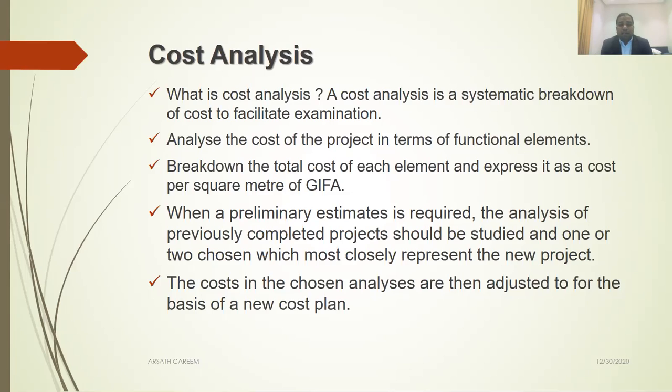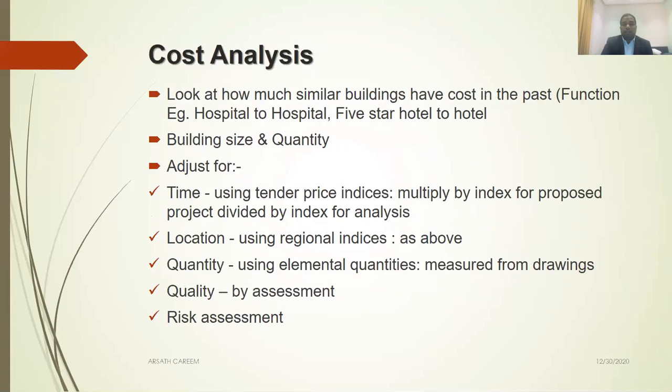When a preliminary estimate is required, the analysis of previously completed projects should be studied and one or two chosen which most closely represent the new project. The costs in the chosen analysis are adjusted as the basis of the new cost plan. So analyzed cost should be adjusted for the new cost plan. How will you adjust it?